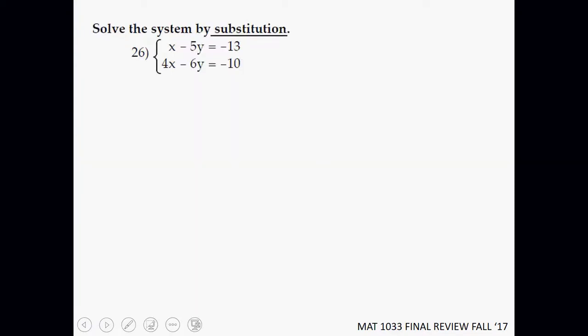Next question, 26. We have to solve this system by substitution, and this is from section 2.4.